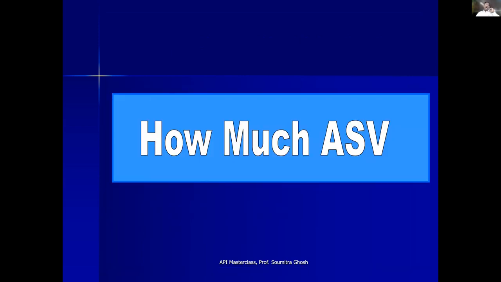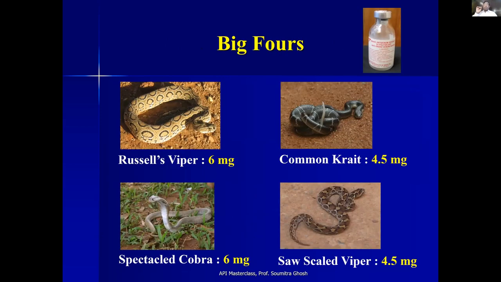Then the question is how much ASV to be given. So we have known these indications. The patient needs ASV. Then the question is how much. We will have to read the small writing on the vial. And many doctors actually do not read what is written on the vial.